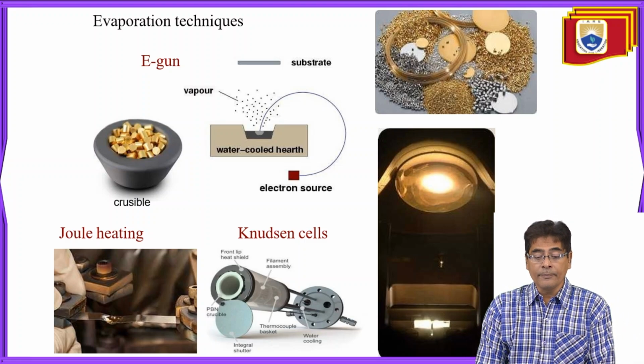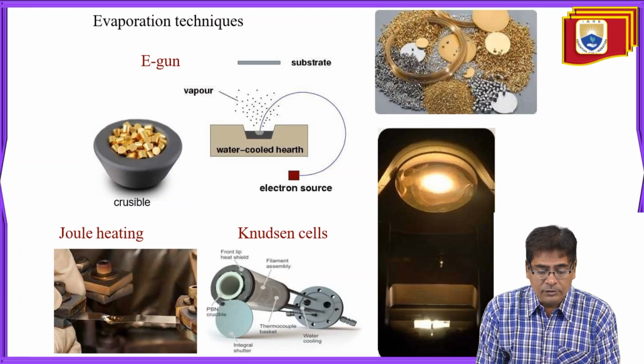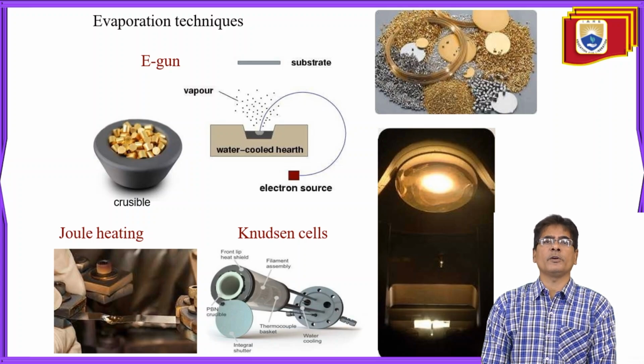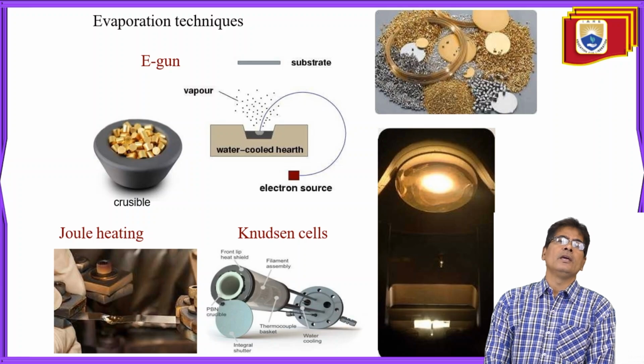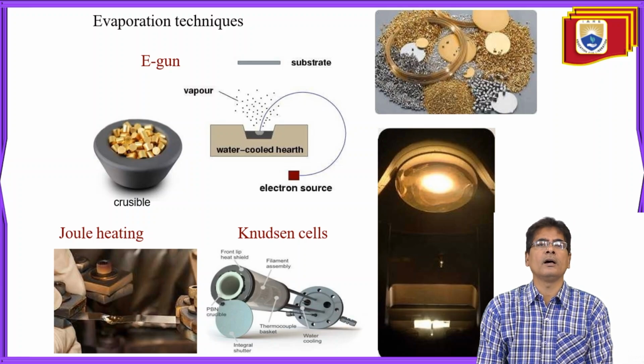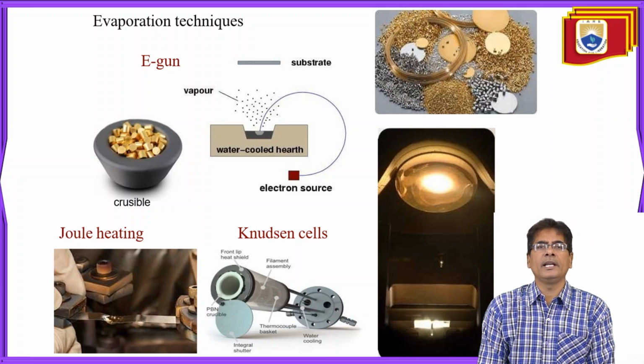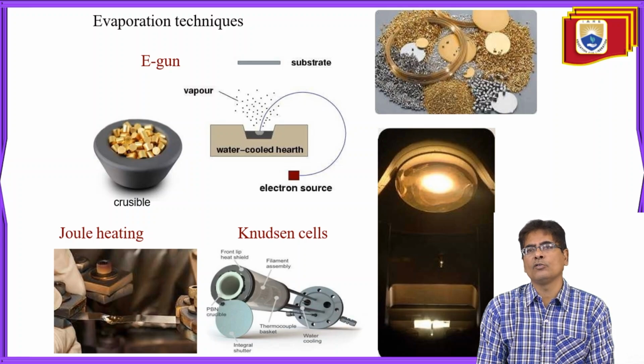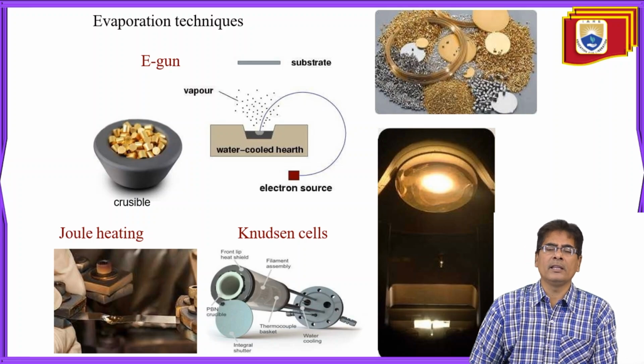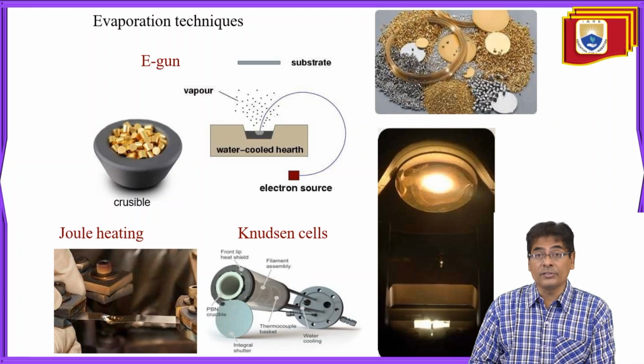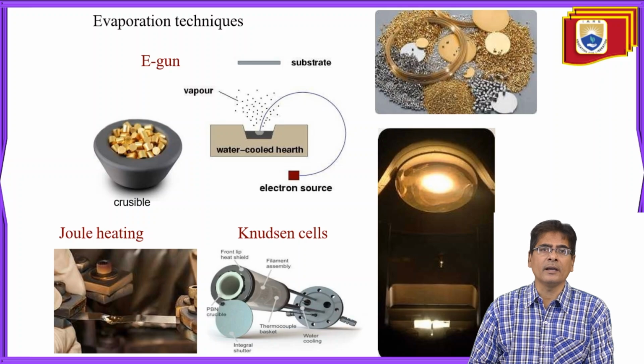So these are some of the evaporation techniques, right? E-beam evaporation. Generally, in E-beam evaporation, people take some material in the crucible and then subject it to high temperature through an electron beam from an electron source, and then the vapors are deposited onto the substrate. So this is the evaporation technique.